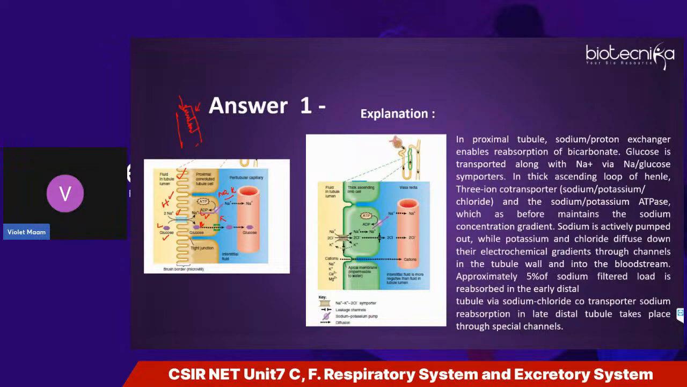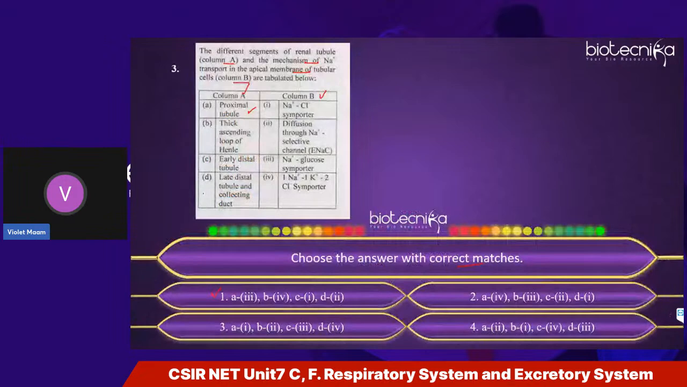Clear? Okay. So in the early part of the PCT, that is the proximal convoluted tubule, you can see there is a sodium glucose symporter present over here. So let's try to match that. Proximal tubule, sodium glucose symporter. So A will match with 3. We have just one option like that, so easily you get the right answer. But let's see the other options as well.